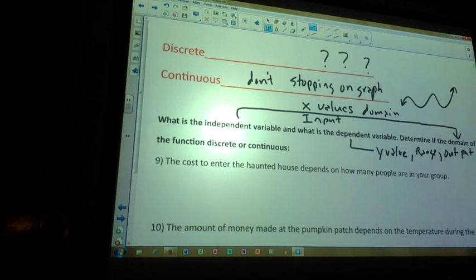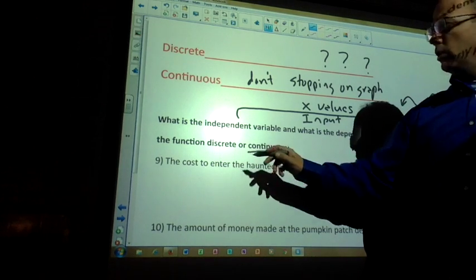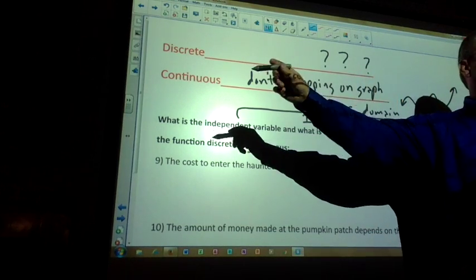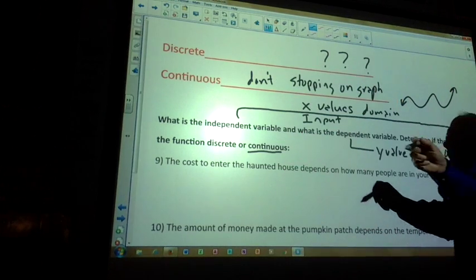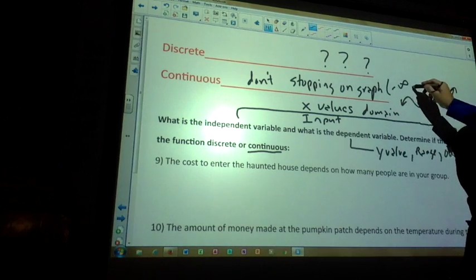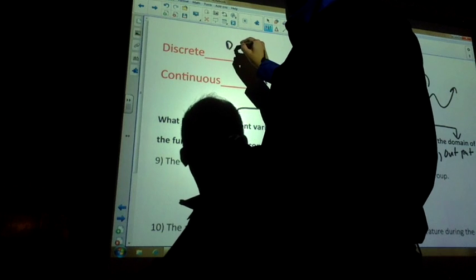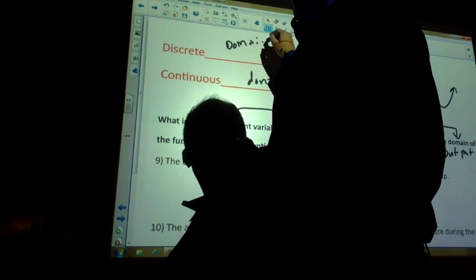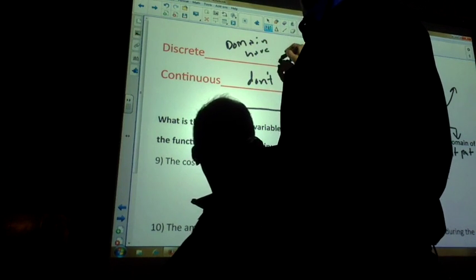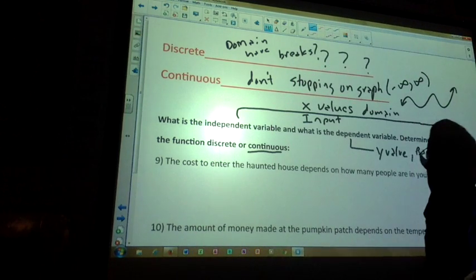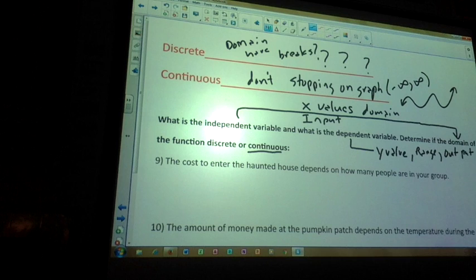And then determine if the domain of the function is discrete or continuous. Oh, this might help us. So if we went to our other graphs, remember how I had said the domain goes from negative infinity to positive infinity? That would be continuous. Discrete, does the domain have breaks? Okay, did I have to stop, pick my pencil up to shift directions?